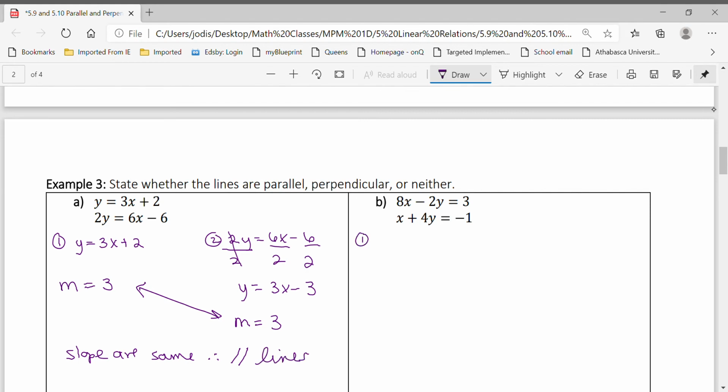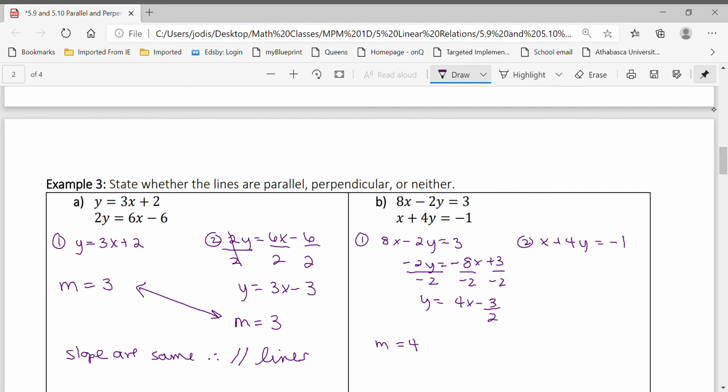Okay, so if we try part B, we've got, again, two sets of equations. So let's rearrange these equations into y = mx + b form. So in this one, we want to move things away from the y, and then divide everything by -2. So we've got 4x minus 3/2. So my slope is 4.